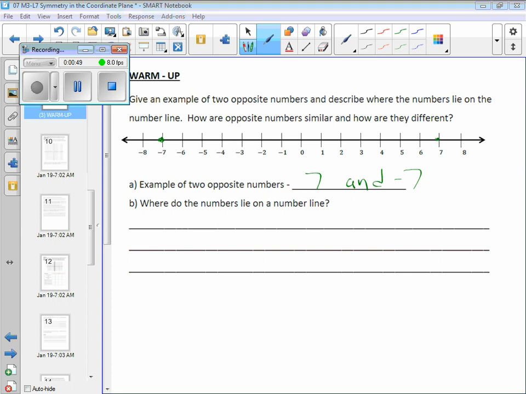Where do the numbers lie on a number line? 7 to the right and -7 to the left. Or opposite sides of 0, but the same distance from 0, but on opposite sides. I'm just wording it a little differently.